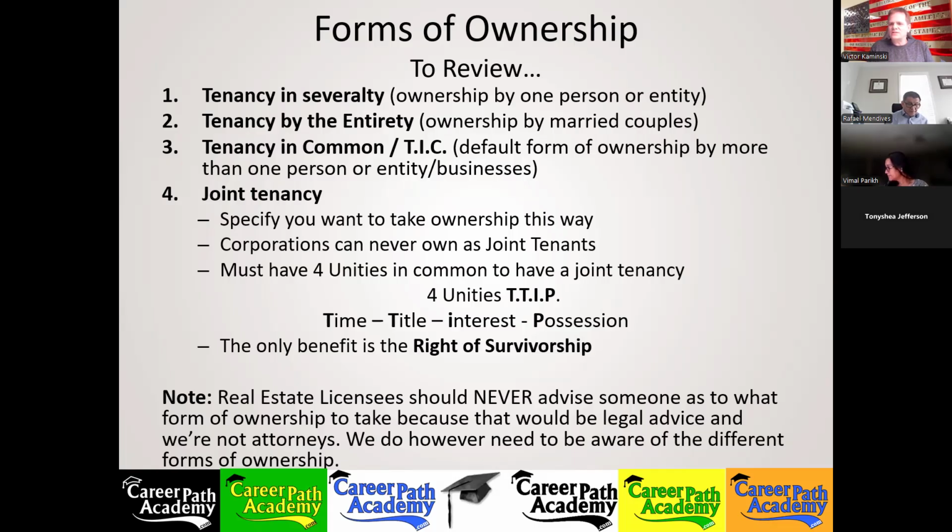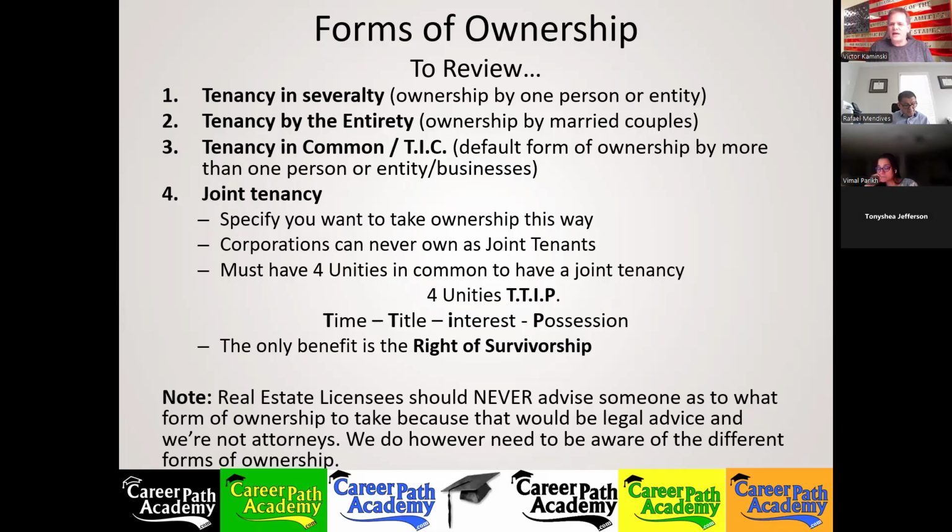Joint tenancy, you need to specify you wish to take ownership in this form when there's 2 or more people owning the property together. A corporation can never be a joint tenant because of its perpetual life. And you have to specify you wish to become a joint tenant at the time you take the ownership. And you have to have 4 unities in common to create a joint tenancy. TTIP, the unities of time, title, interest, and possession. That alone could be a question on exams. Hint, hint. What are the 4 unities required to create joint tenancy? Time, title, interest, and possession.